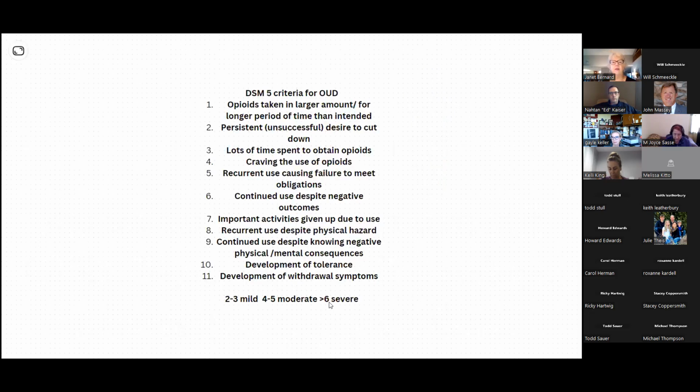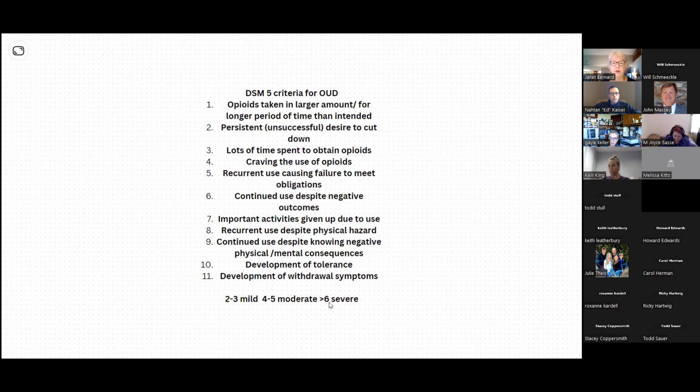Here's the DSM-5 criteria. Just wanted to throw it up there to make sure everybody knew. Taken in a larger amount for longer than intended, persistent, unsuccessful desire to cut down. They spend a lot of time obtaining them, craving them, a lot of money. Recurrent use causes failure to meet obligations, continued despite negative outcomes, important activities given up, recurrent use despite knowing that you're at risk for overdose death, and development of tolerance and withdrawal.